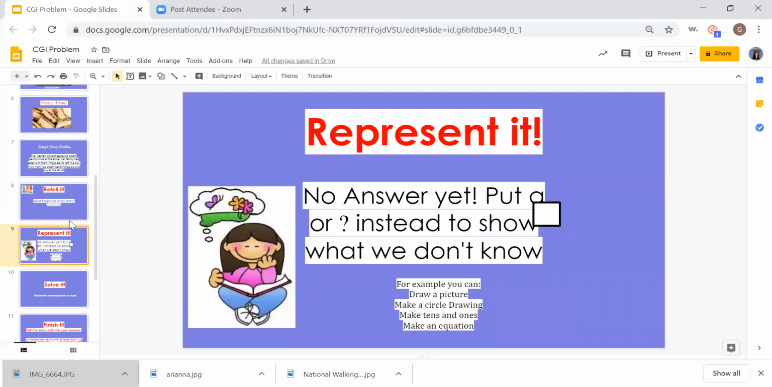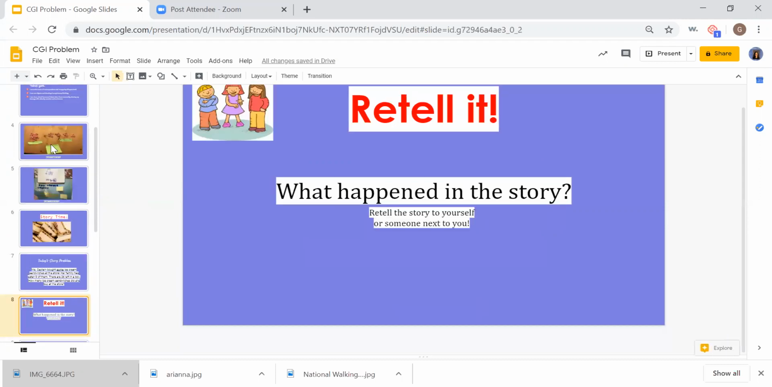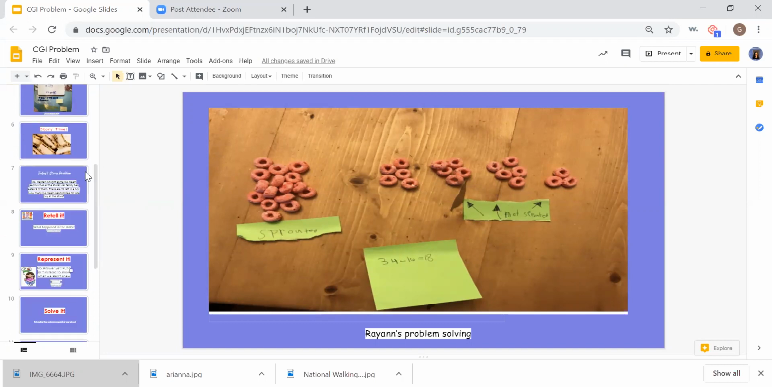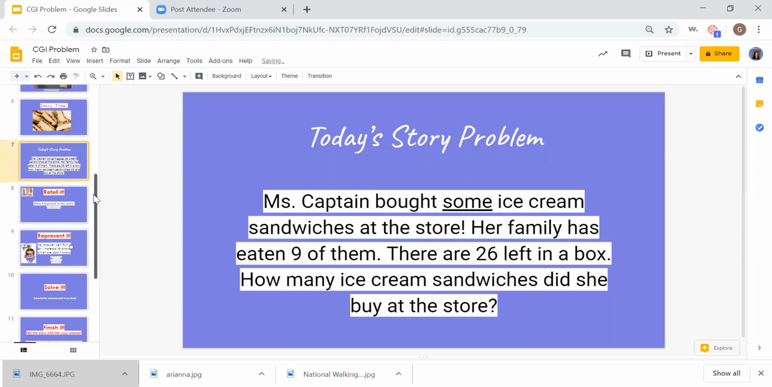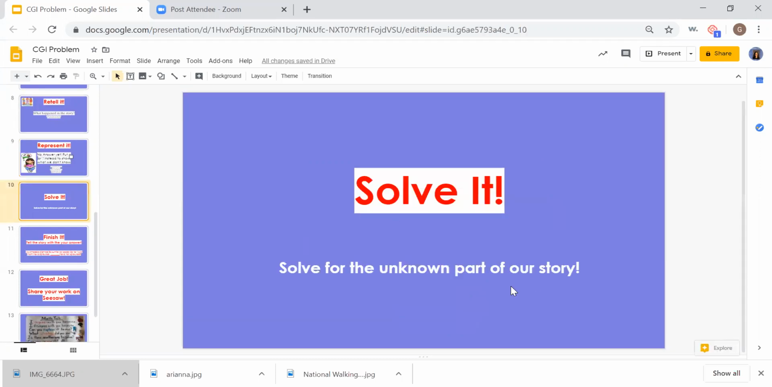All right, so now that you have showed your work with a representation of it, I just want to go back and quickly show you again some work to see how you can label your story problem today, how you can label your work today. Take a moment to think if you haven't labeled already. All right, now that you represented it, go ahead and solve it. So go ahead and solve for the unknown part of our story and tell me how many ice cream sandwiches did Miss Captain buy at the store? Pause the video as you do your work.